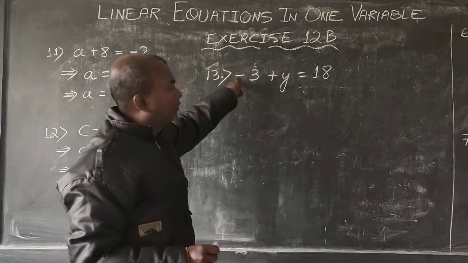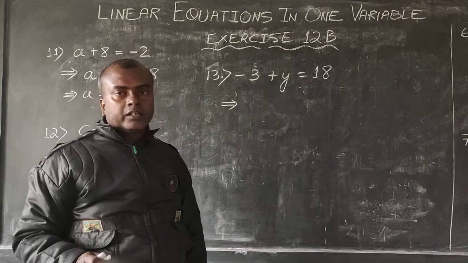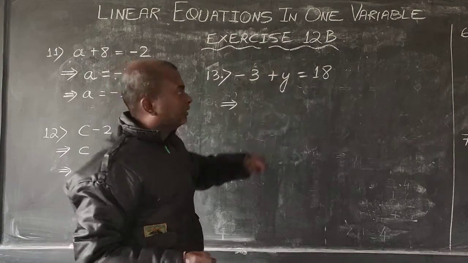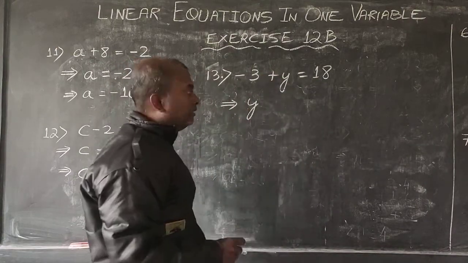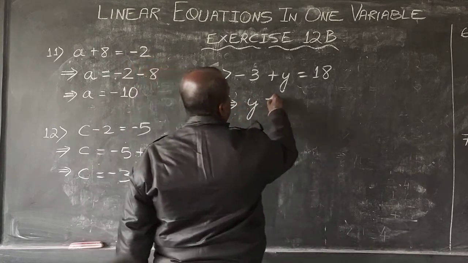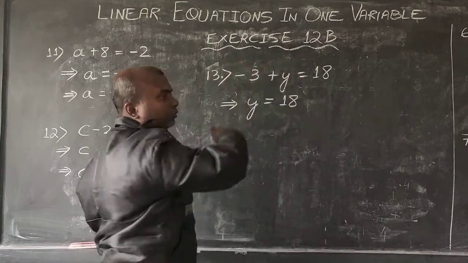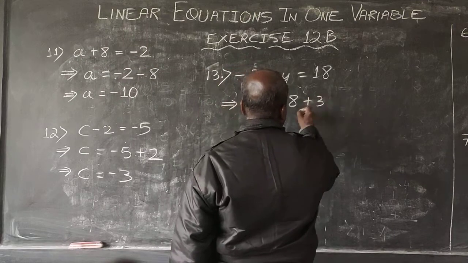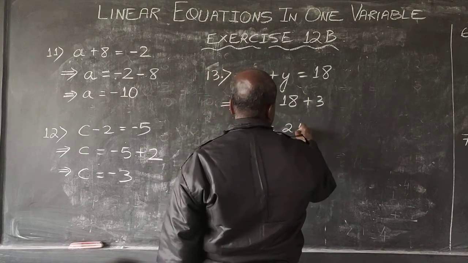So minus 3 will cross on the other side, shift on the other side, and it becomes from minus 3 to plus 3. So on this side only y is to be written with no sign, it's taken for granted it is plus. And here you have already 18 present. Minus 3 when it goes on the other side becomes plus 3. So plus 3 will be written. So the y value is 21.